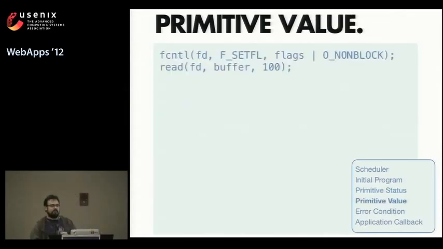So if you remember in the previous slide, we made a request for a file, and we needed to know when to call the callback. Under the hood, Node and Ruby and Perl are all doing this, and the kernel is doing something like this also. And then the primitive value is also really simple. You're going to take the file, set it to be a non-blocking read, and then go read it for however many bytes you feel like sending to the callback.